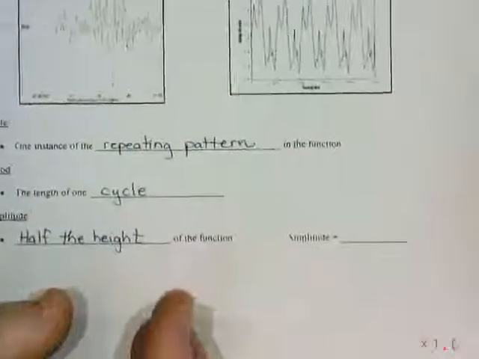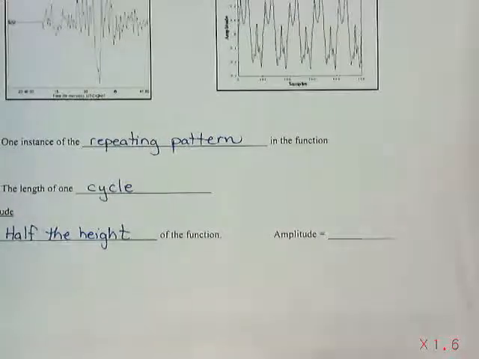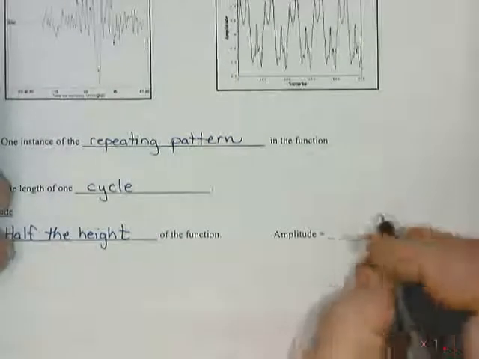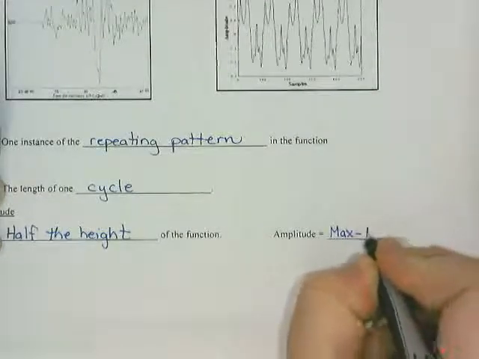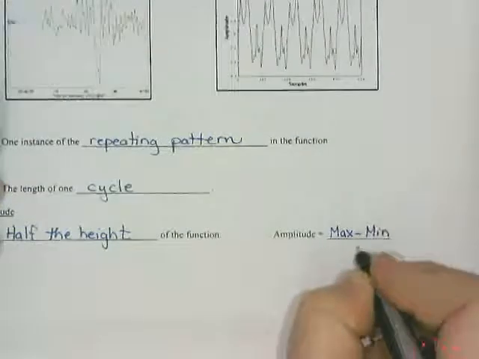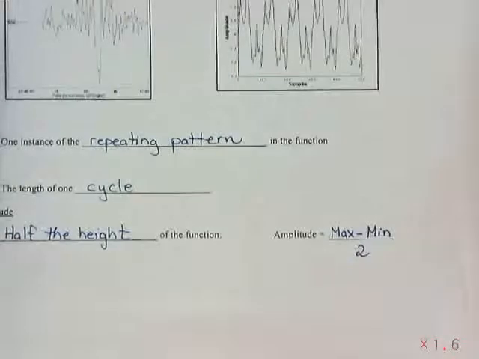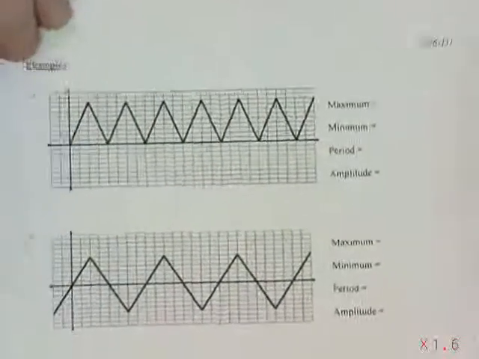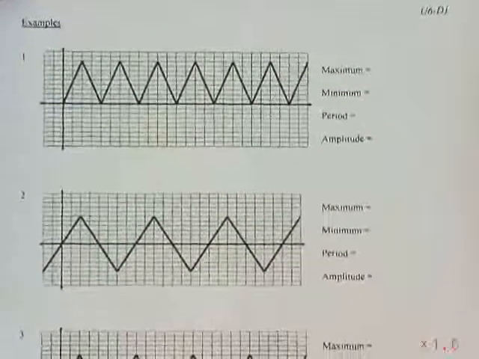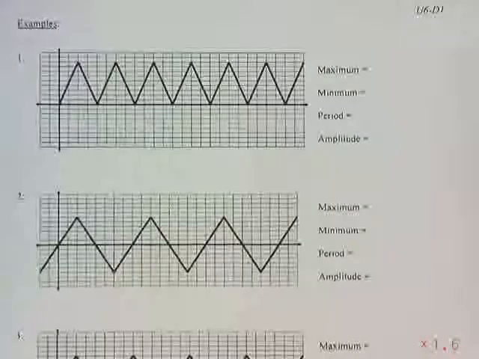Okay, so the easiest way to calculate amplitude is you take the total height from top to bottom and divide it by 2. Or we can use the formula max, your maximum height, take away your minimum height, divided by 2. And in a second we'll take a look at how to use that. So we're going to do a couple of examples on the next part. We're going to take a look at some periodic functions and figure out their maximum value, minimum value, period, and amplitude.